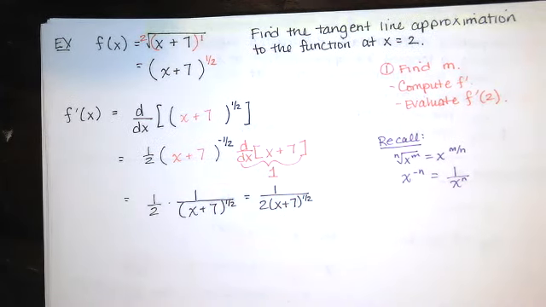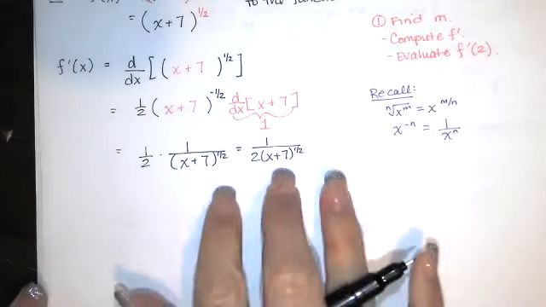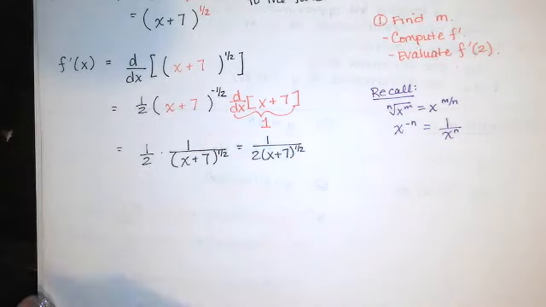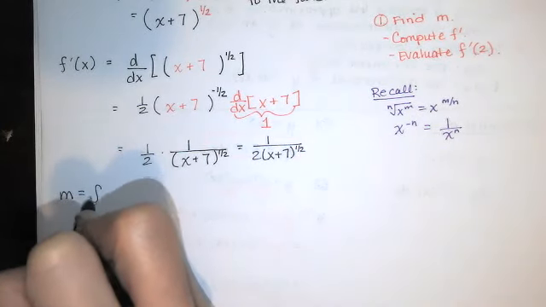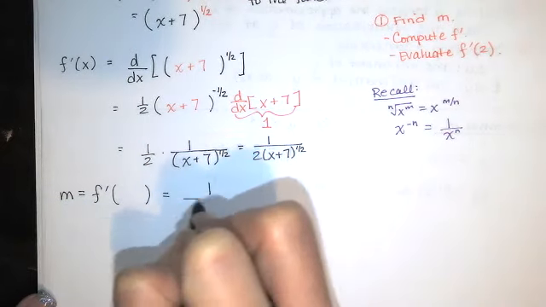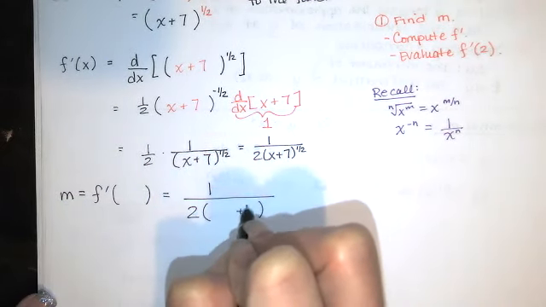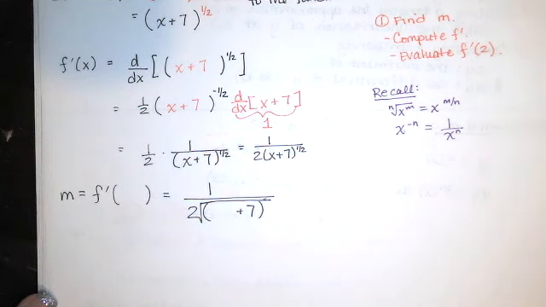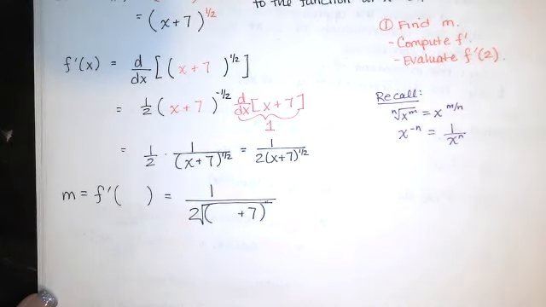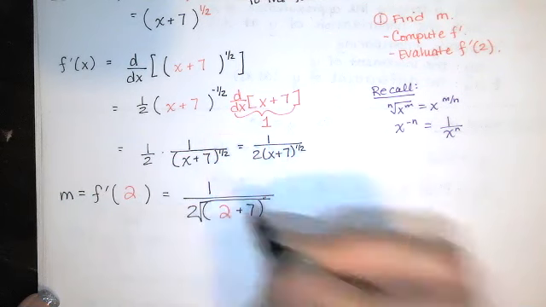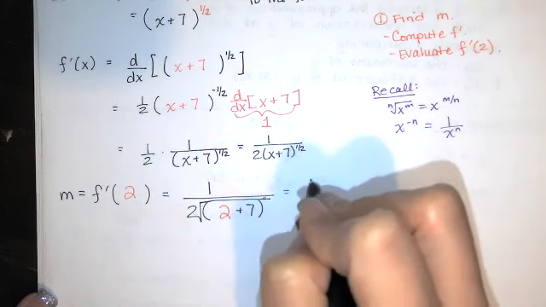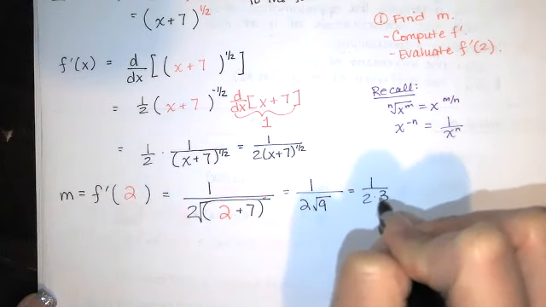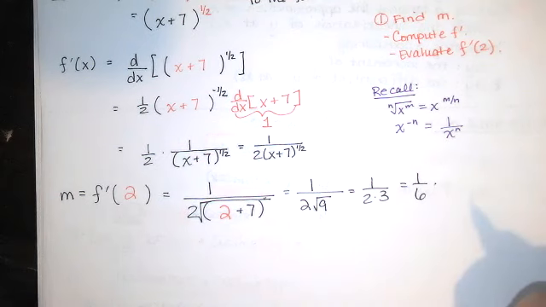Okay, so that's f prime. Still only have the formula for the slope. I don't actually have the slope. In order to find the slope, I need to substitute in x equals 2. So the slope of our tangent line is this, and I think I'm going to change that 1/2 to a square root. So I've got that. That's 1 over 2 times the square root of 9. Square root of 9 is 3. So 1 over 2 times 3, which is 1/6. So that's the slope of my line.